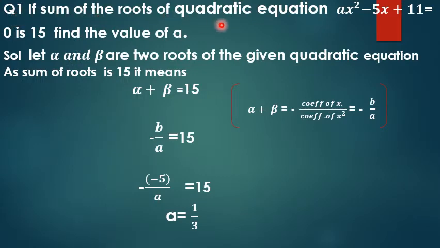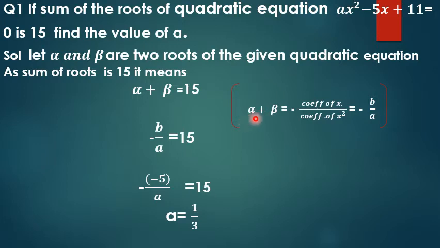If the sum of roots of the quadratic equation ax square minus 5x plus 11 equals to 0 is 15, find the value of a. Here first of all we know that there are two roots of a quadratic equation because the variable has highest power 2. So we consider that alpha and beta are the two roots of the quadratic equation. In the question it is given that the sum of roots is 15, so we write alpha plus beta equal to 15.